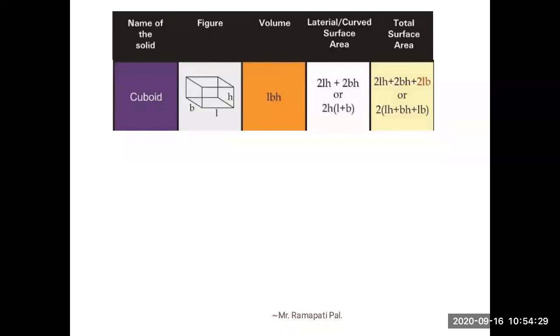First of all, you should know what is the difference between cube and cuboid. I think everyone knows the difference. Can you tell me what is the difference between cube and cuboid, if you know?